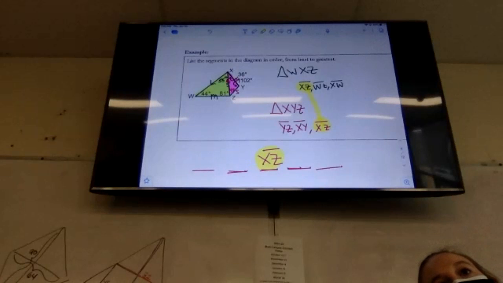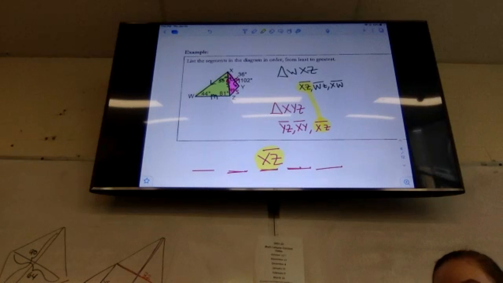They're little lines just because I'm going to put them in order. I'm only going to have 5 because you see how XZ is repeated. So I don't need to write XZ twice. I'm just going to write it one time in the middle.